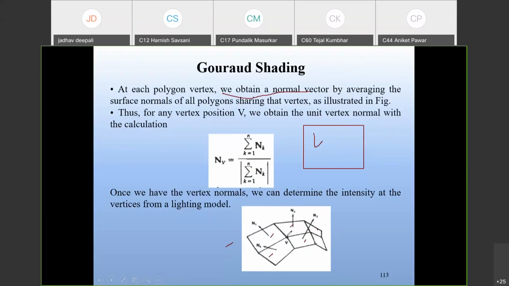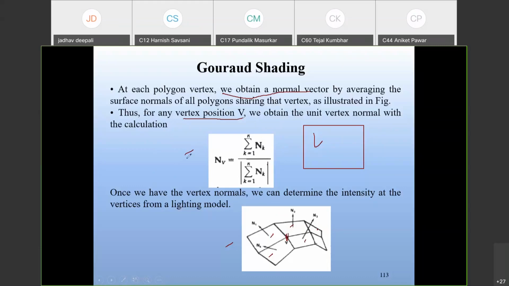Then how do we calculate the vertex normal vector for this vertex? For that, we calculate the average of all these four. So for any vertex V, which is common between these four polygons, we obtain the unit vertex normal with the calculation: the summation of k ranging from 1 to n of nk, the normal vector of each of these polygons, divided by the magnitude of that sum. Whatever value comes is the vertex normal for this vertex V.